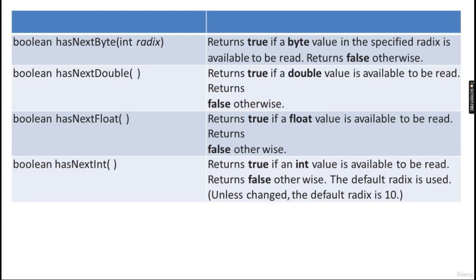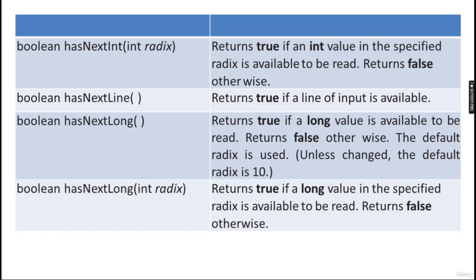boolean hasNextByte(int radix) returns true if a byte value in the specified radix is available to be read. Returns false otherwise. boolean hasNextDouble() returns true if a double value is available to be read. Returns false otherwise. boolean hasNextFloat() returns true if a float value is available to be read. Returns false otherwise. boolean hasNextInt() returns true if an integer value is available to be read. Returns false otherwise. The default radix is used unless changed; default is 10. boolean hasNextInt(int radix) returns true if an int value in the specified radix is available to be read.